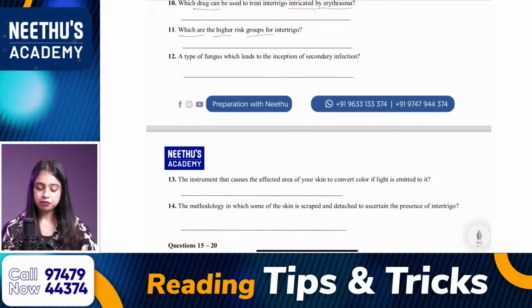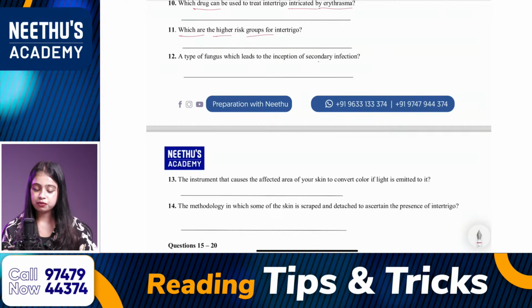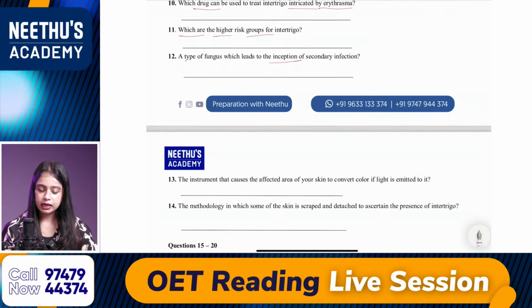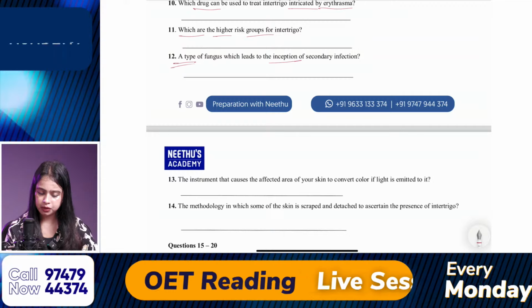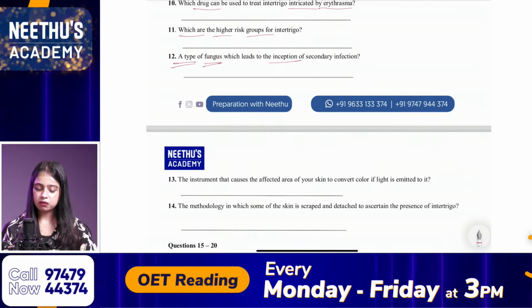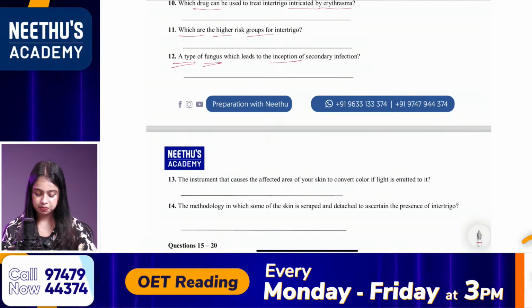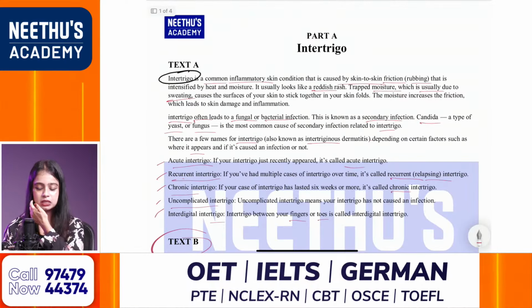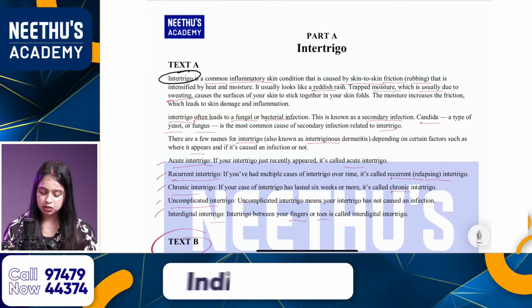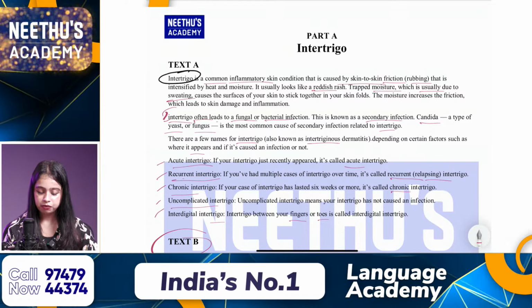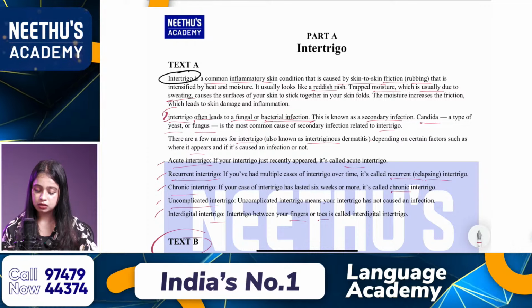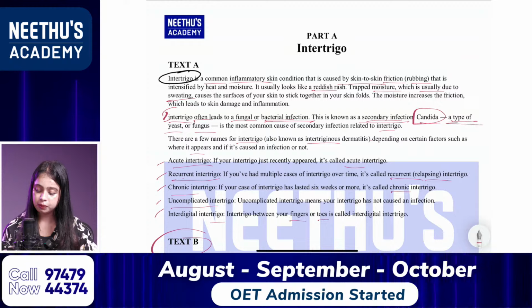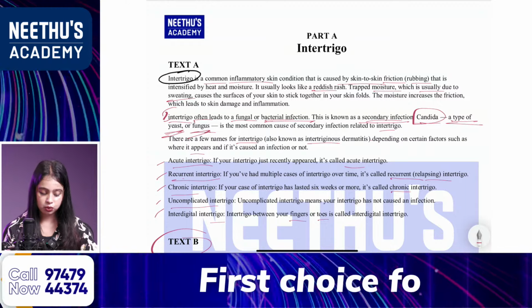12th one: a type of fungus which leads to the inception of secondary infection. Okay, inception, which means here starting. A type of fungus. So, type, what type? These are my keywords: type, fungus, inception. Any idea what type? So types are mentioned in text A. Intertrigo often leads to fungal or bacterial infection. This is known as a secondary infection. Candida, a type of yeast or fungus. So, what is the answer?